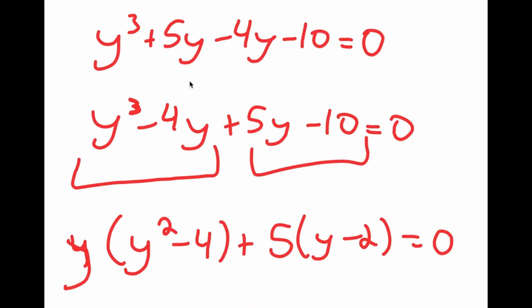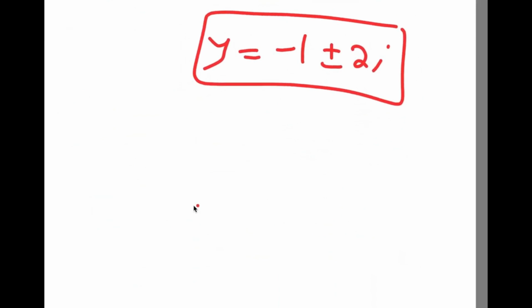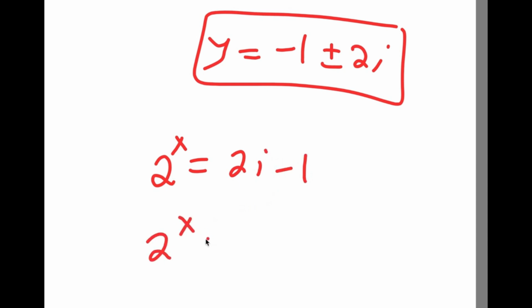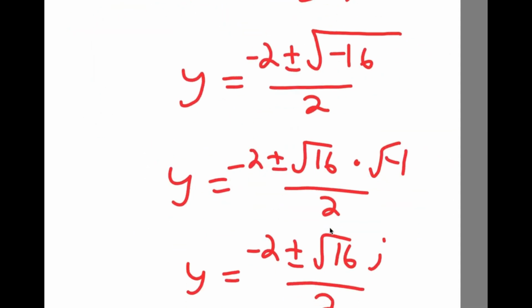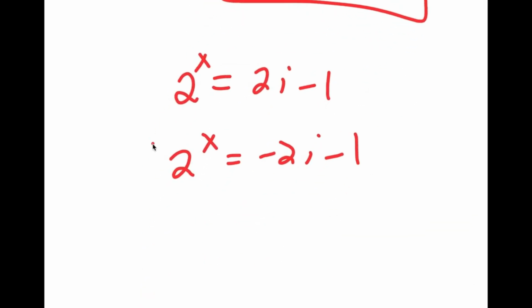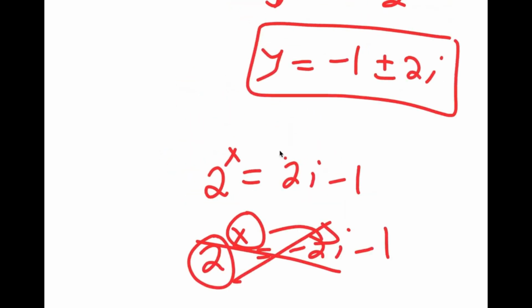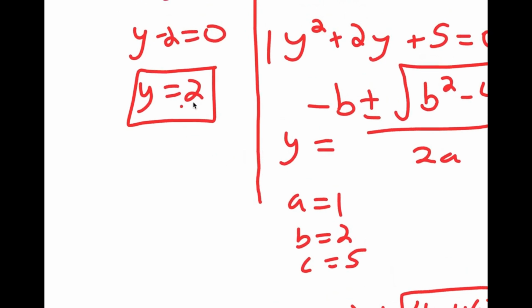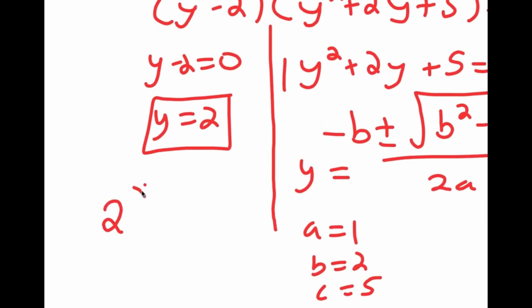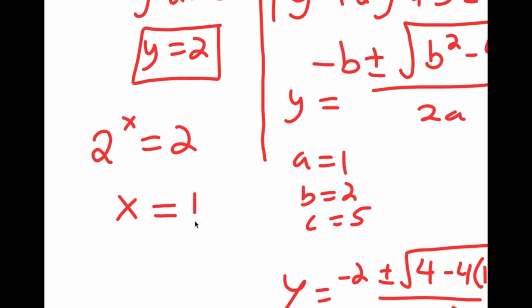Now, remember how we let 2 to the power of x equal to y. So I get 2 to the power of x is equal to 2i minus 1, and I get 2 to the power of x is equal to negative 2i minus 1. Now, we can't actually take the power of a positive number and make it equal to something with i. So there's no solution for this, meaning that we can only use y equals 2. So I get 2 to the power of x equals 2, meaning our only solution for x is 1.